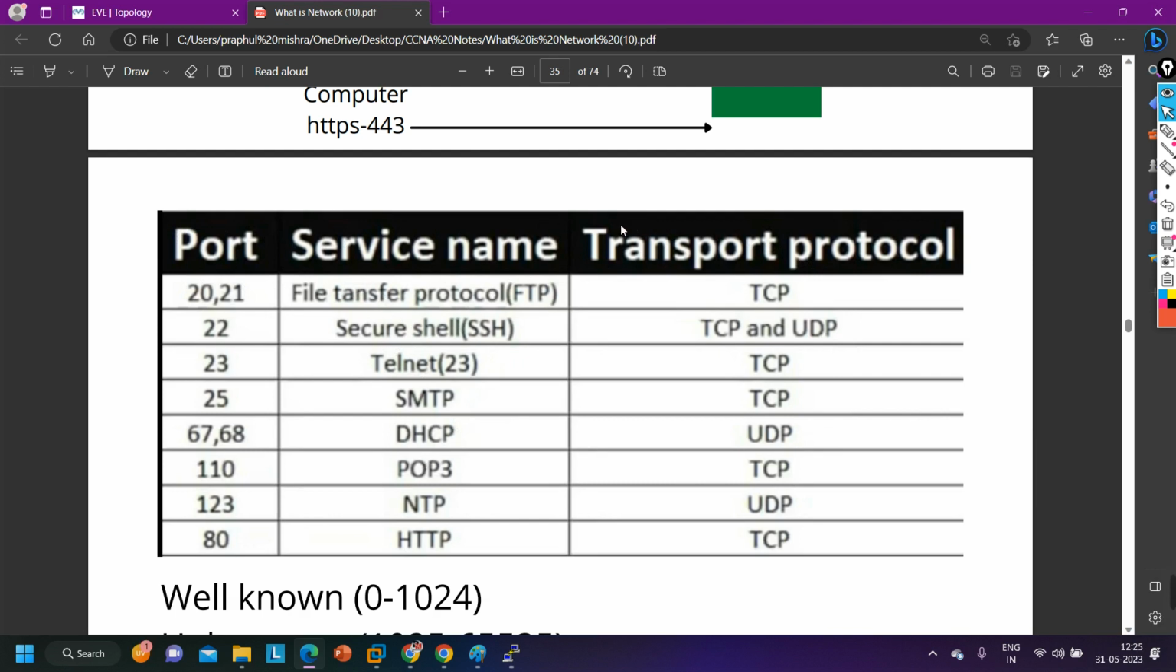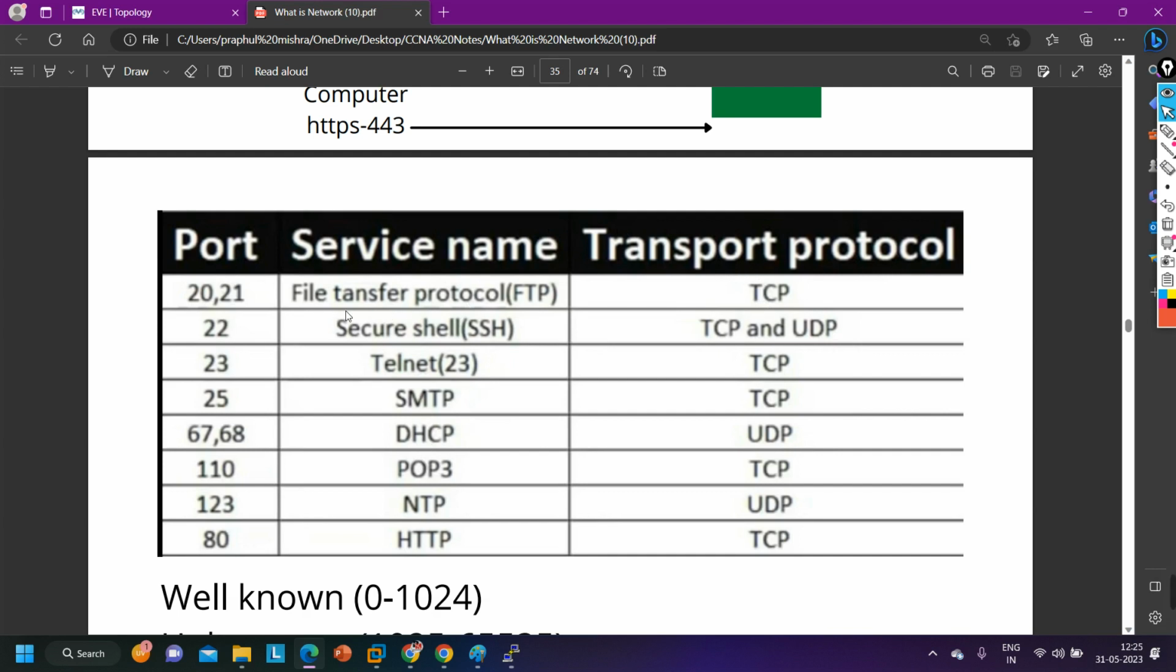And at the transport layer, two important protocols work. One is TCP and another one is UDP. This is also very important, TCP and UDP. This is the topic for the next class. Tomorrow we will discuss TCP and UDP only.